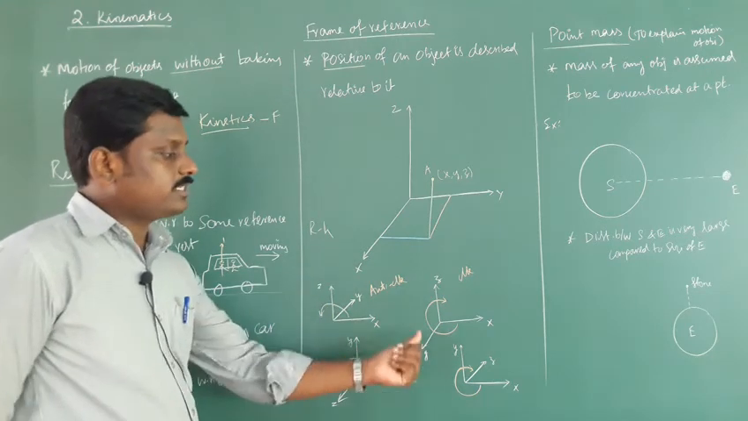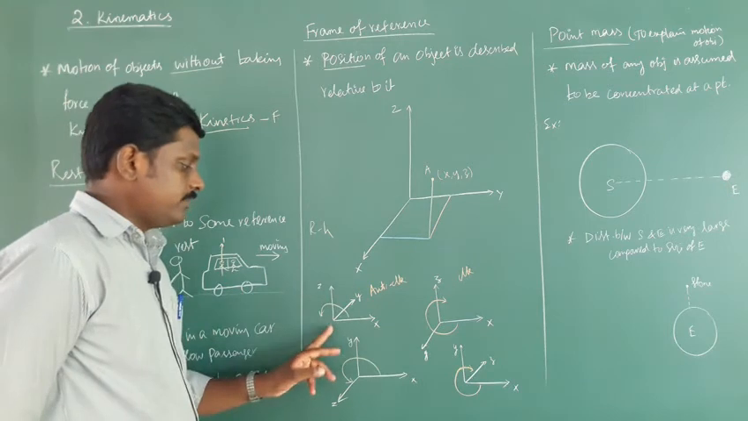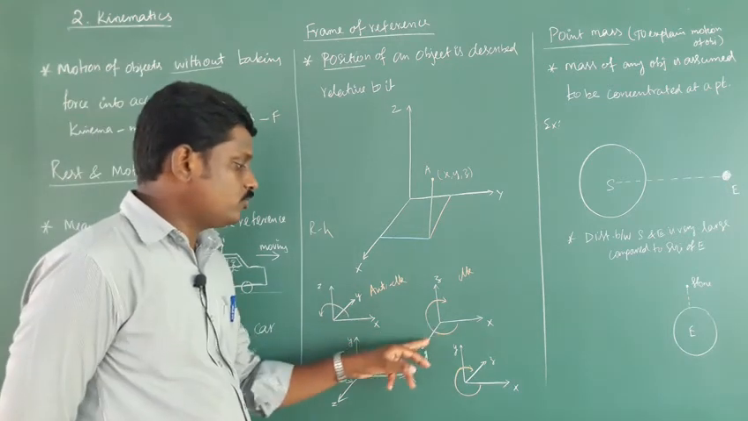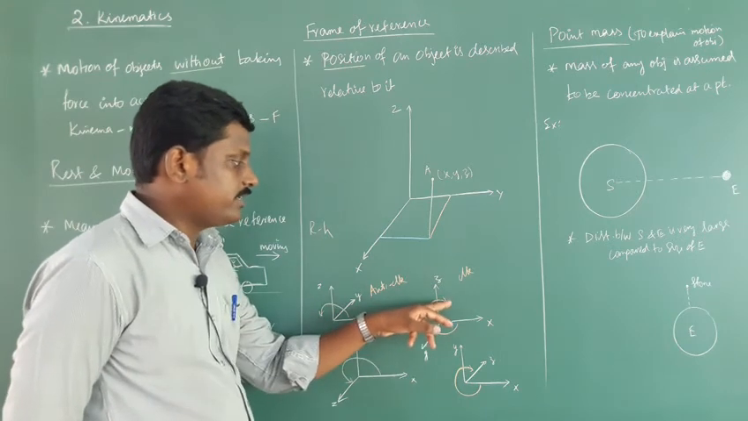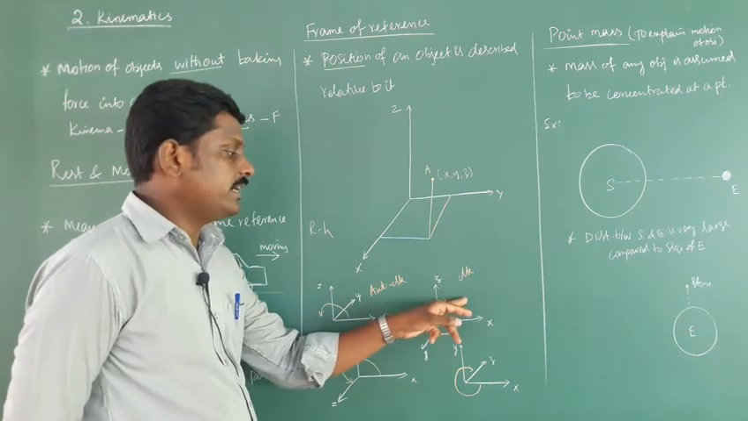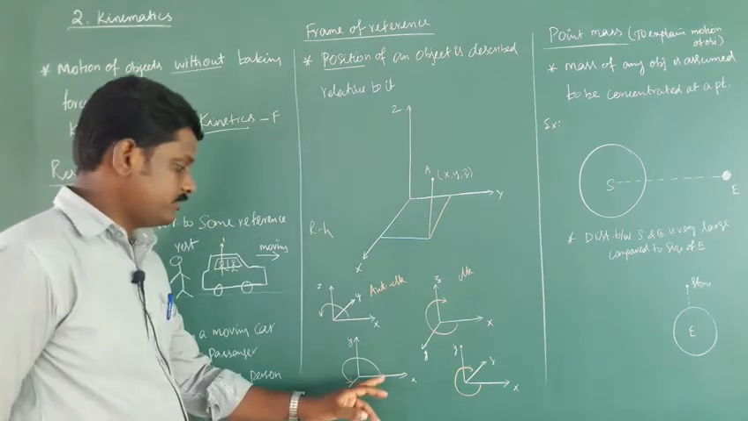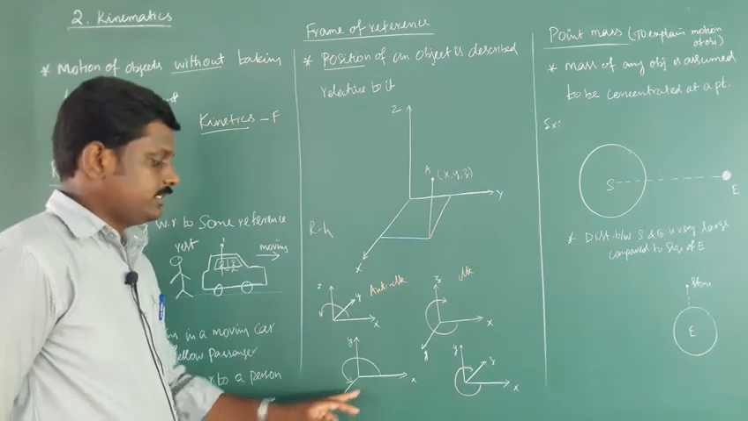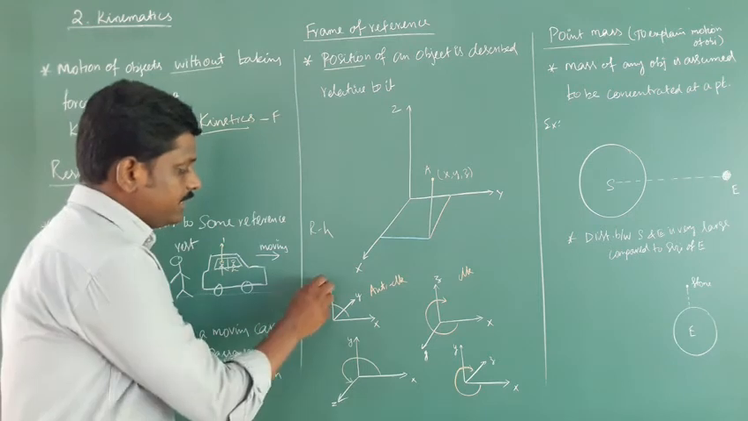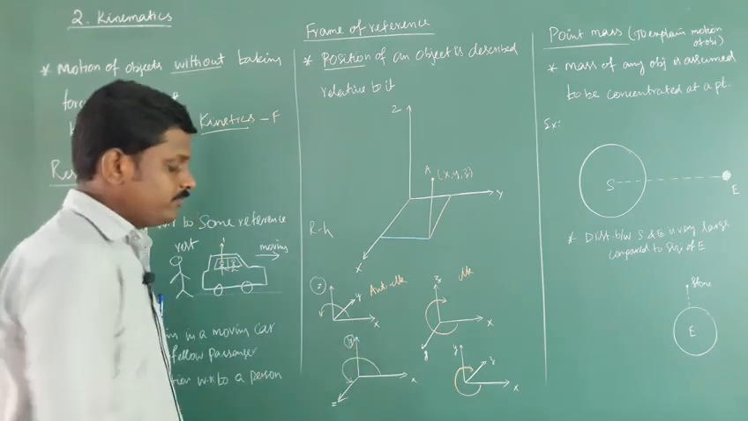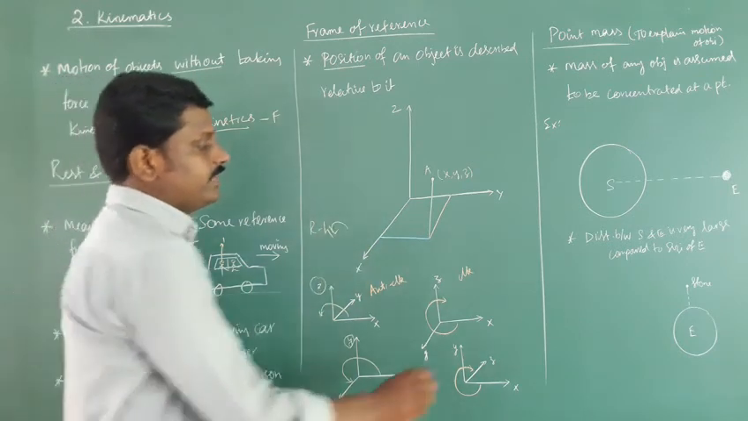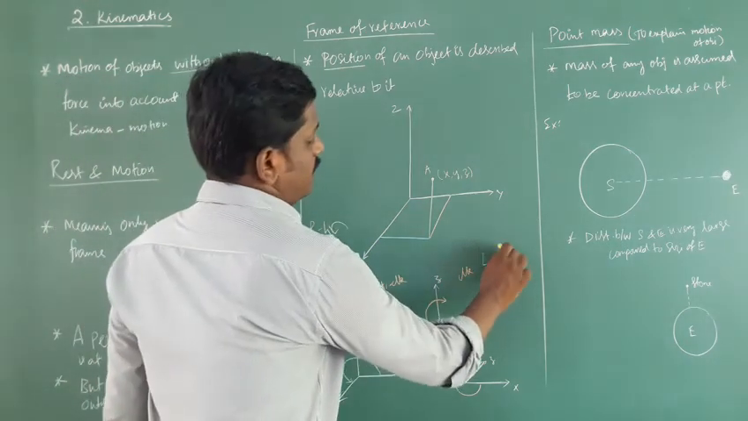If it is clockwise, that is left-handed. Here it's right-handed, z up. See here, x, y, z is in clockwise direction, so here z up, it's left-handed, z up. Here x, y, z is in anti-clockwise direction, but y is up. So right-handed means anti-clockwise direction, and left-handed means clockwise direction.